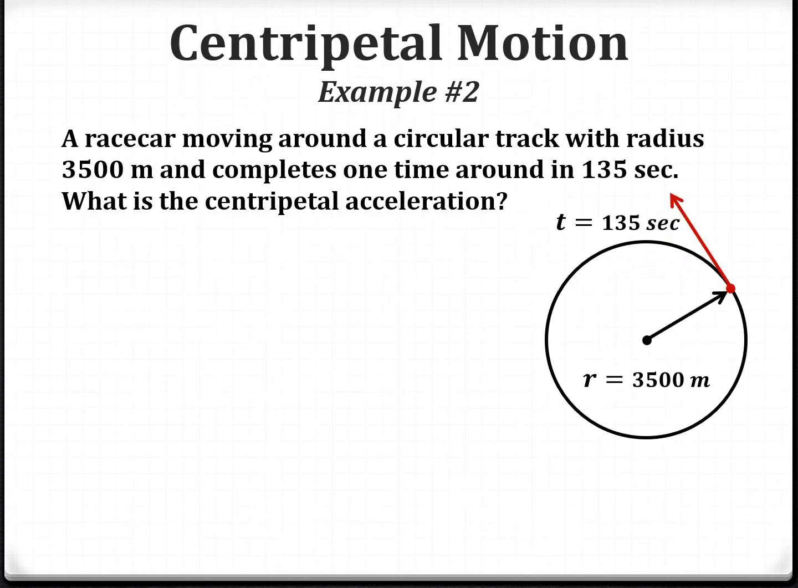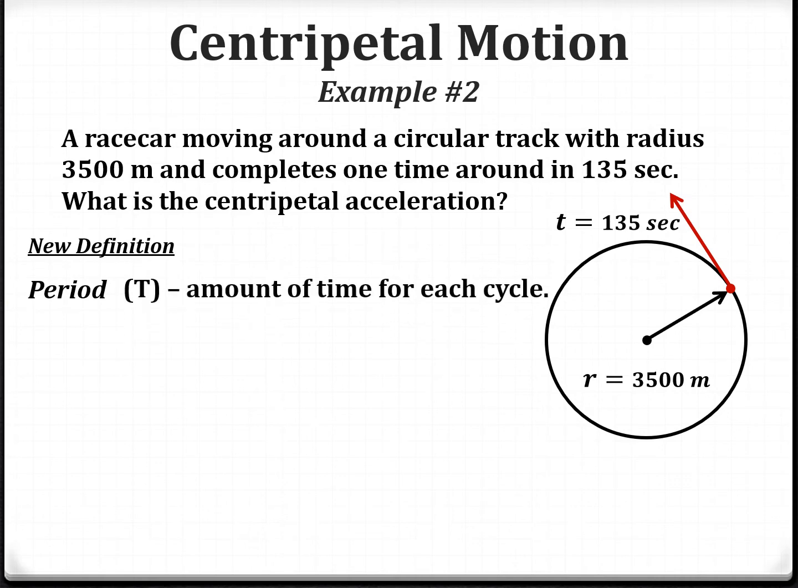A race car moving around a circular track with a radius of 3,500 meters completes one time around in 135 seconds. So what is the centripetal acceleration here? Now we have the radius given, but not the velocity. But something to note here is that the definition of a period is the amount of time it takes to complete one cycle. Now think about a circle. For the period, the amount of time it takes to complete one cycle, what do you think the distance is to complete one cycle?